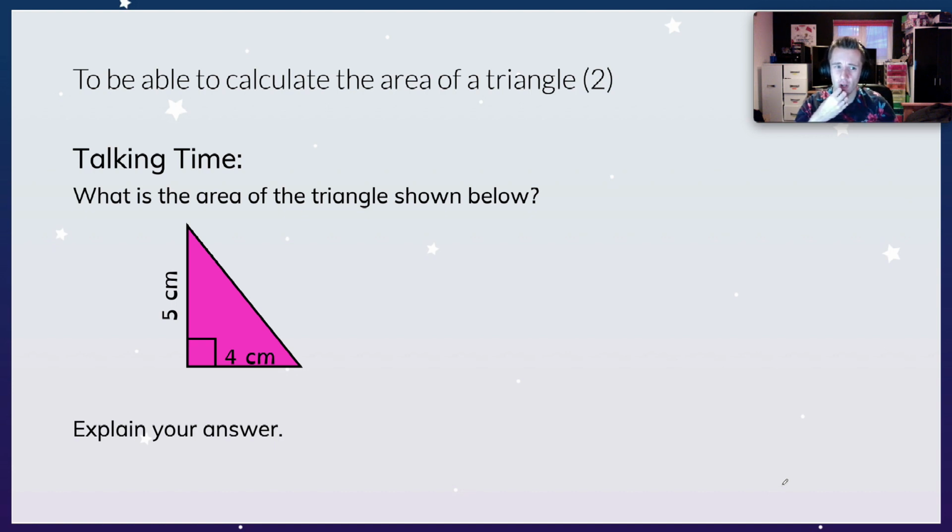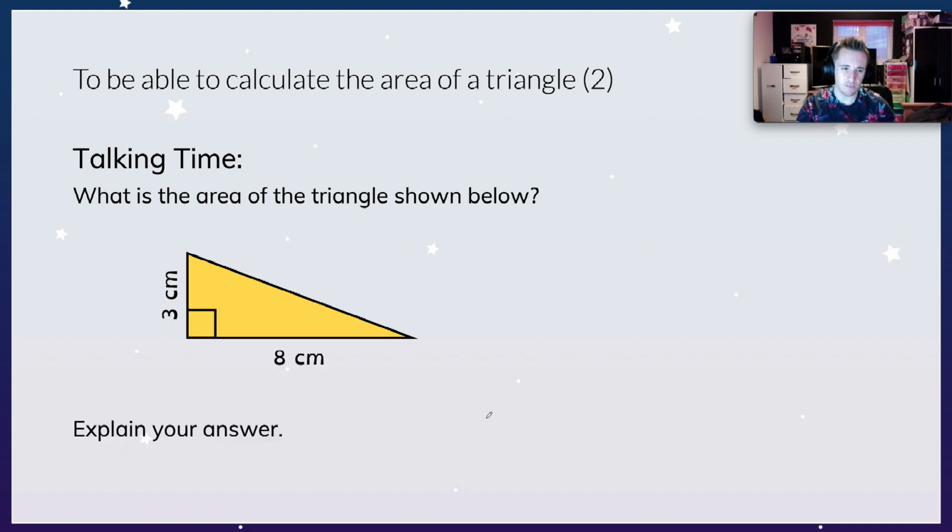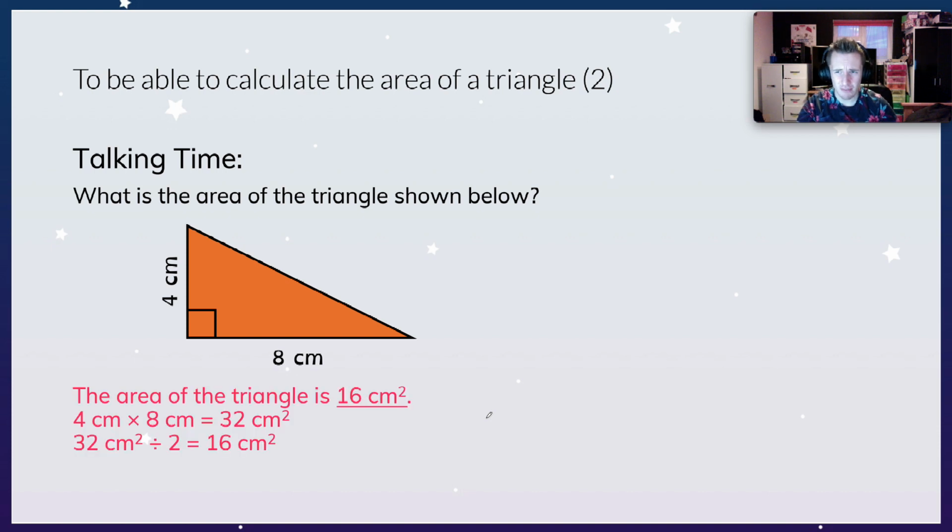What's the area of this triangle? Well, nice and easy, isn't it, really? 5 times 4 is 20. Half of 20 is 10. We know what we're doing. This one, we know what we're doing. 3 times 8. Halve it. 4 times 8. Halve it.